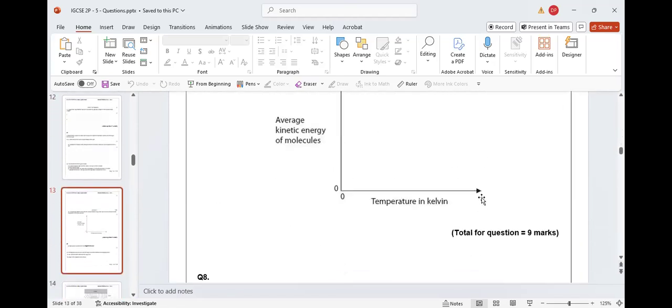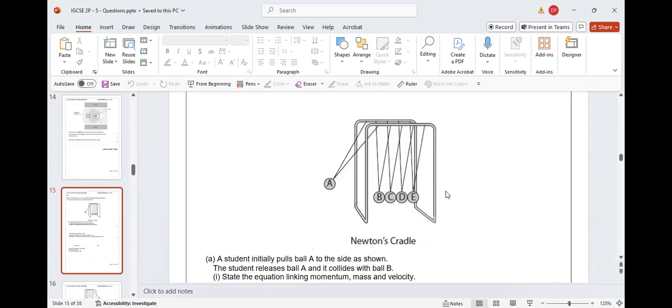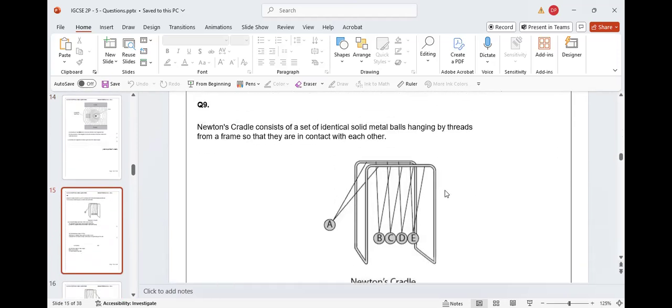Okay, so now I'm going to select some questions from the document I shared with you all today. So we will get into question number 9. This question number 9 is on momentum.